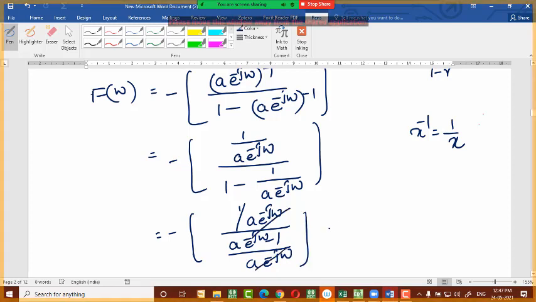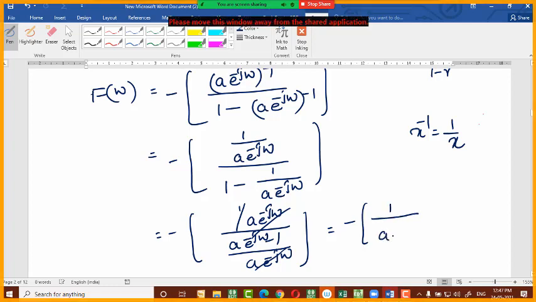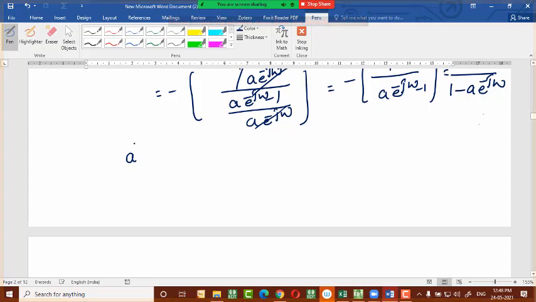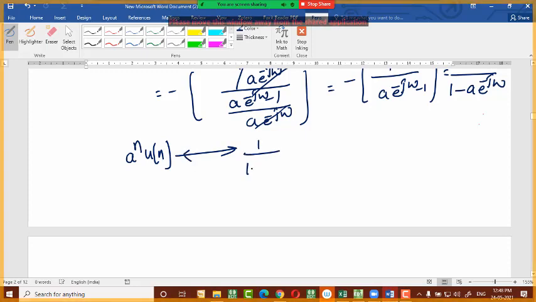This one will be cancelled. It is equal to minus of 1 by a into e power minus j omega minus 1. Multiply this minus inside, you will get 1 by 1 minus a into e power minus j omega. If you observe one thing, a power n u of n, it is our first problem. What is the DTFT you got? 1 by 1 minus a into e power minus j omega only you got.